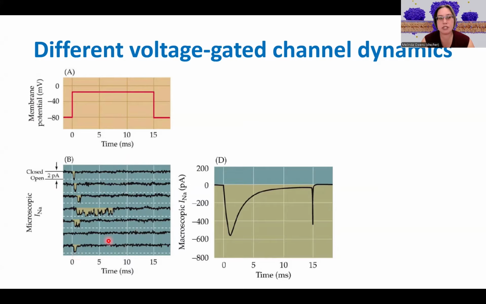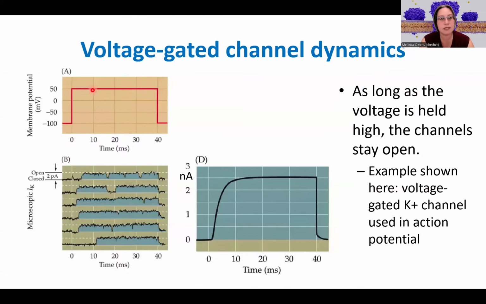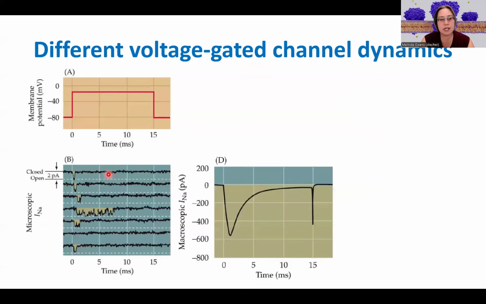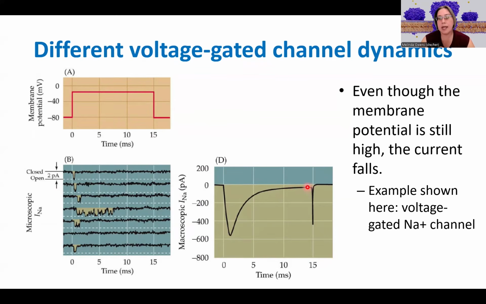Okay, so this is very much unlike what was going on here, where as long as the voltage was high, the channel would be responding. Here, it seems like it responds for a while, and then just doesn't. And you can see that in the macroscopic current as well. There's a lot of current initially, and then it just kind of goes away, even though the voltage is still high. And that's the important thing here. Even though the membrane potential is still high, the current falls to close to zero.